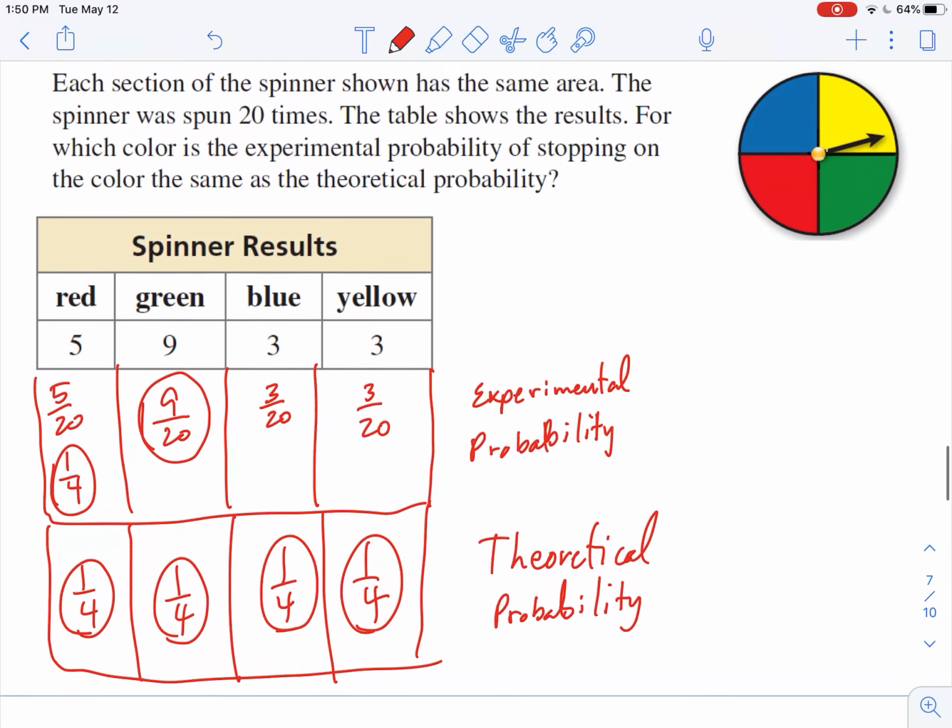Now let's go back to the story problem. It did ask us to think about something. It said, for which color is the experimental probability of that color the same as the theoretical probability? Well, it looks like we've got a 1/4 here and we've got a 1/4 here, and that's the only time that happened. So it looks like red was the big winner. Red was that color. Okay. So that question was really sort of written to see if people understood the difference between experimental and theoretical probability.